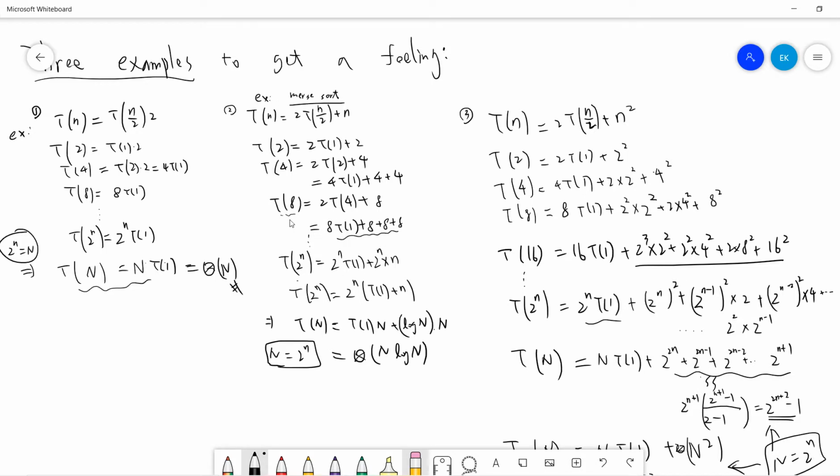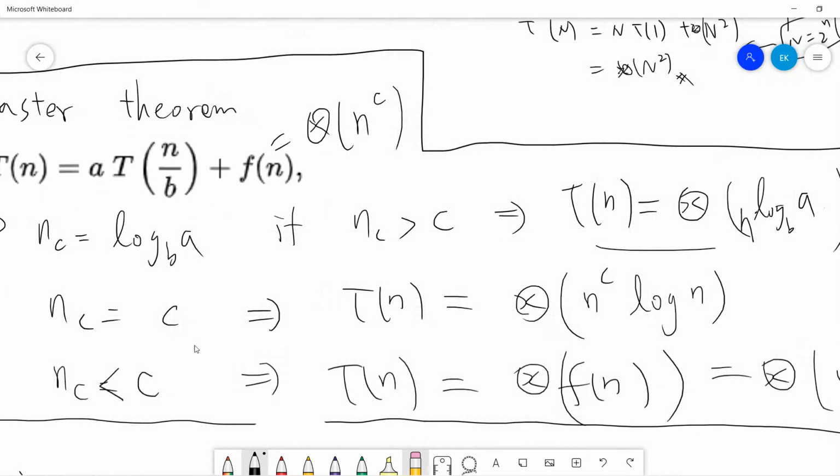So if you see that, you can see T(2^n) is 2^n T(1) plus 2^n times n. For example, if n is 3, T(8) is 2 to the power 3, so 8T(1) plus 8 times 3. Okay, so T(2^n) is 2^n T(1) plus 2^n n. So T(N) is T(1)N plus N log N, right? Here n is log N. T(1) is just who cares, right? It's a constant, so you can ignore it. This is N log N, so the answer will be theta N log N. So this is the middle case.